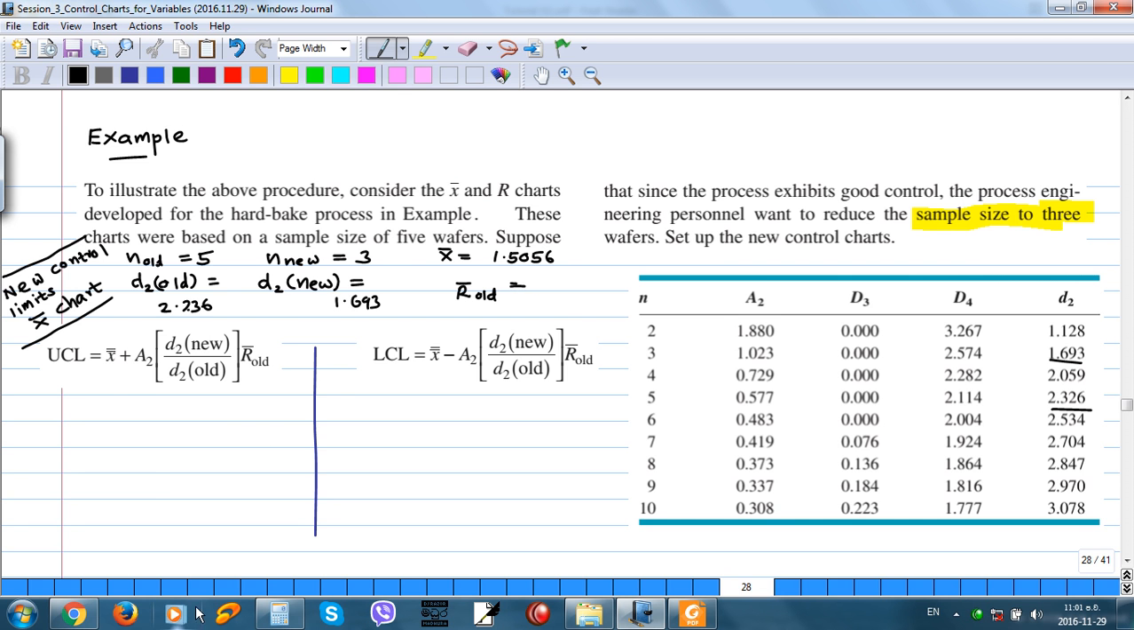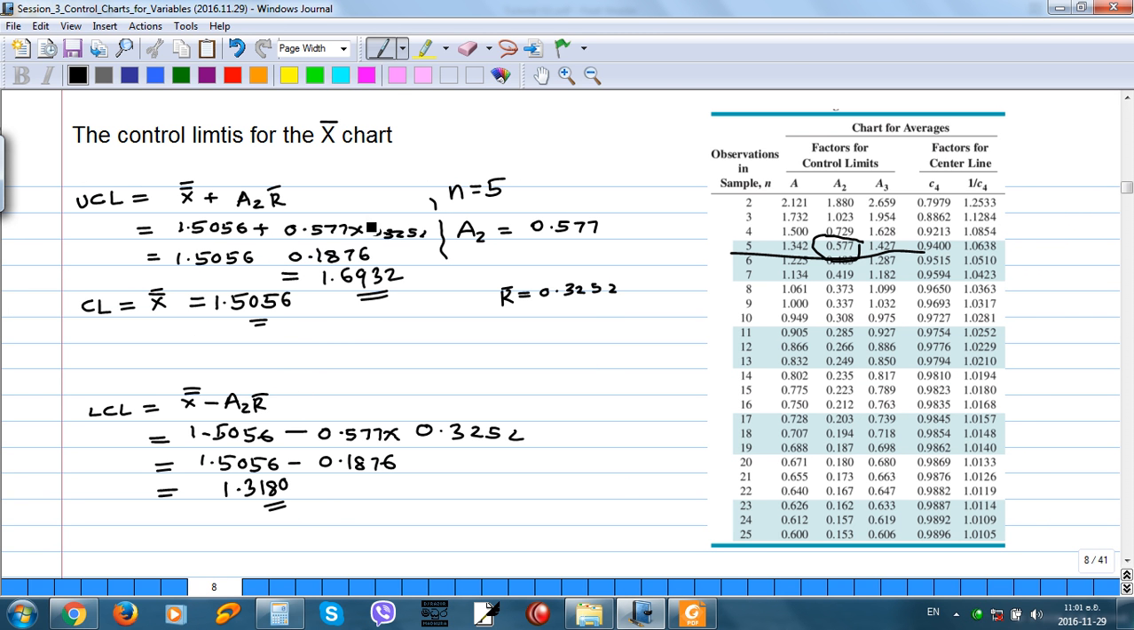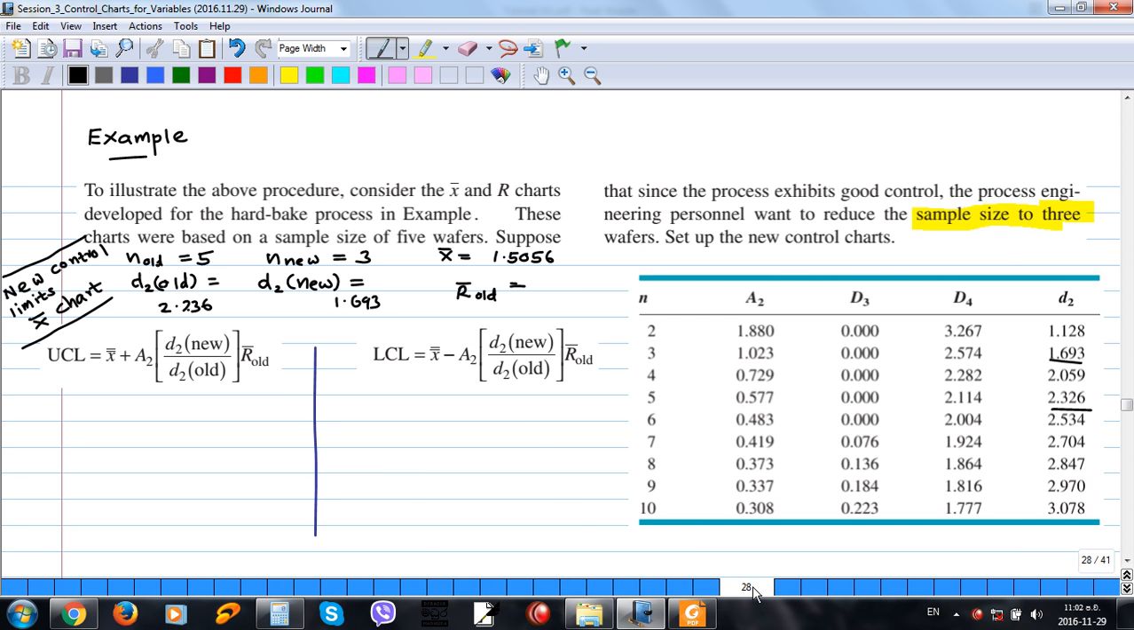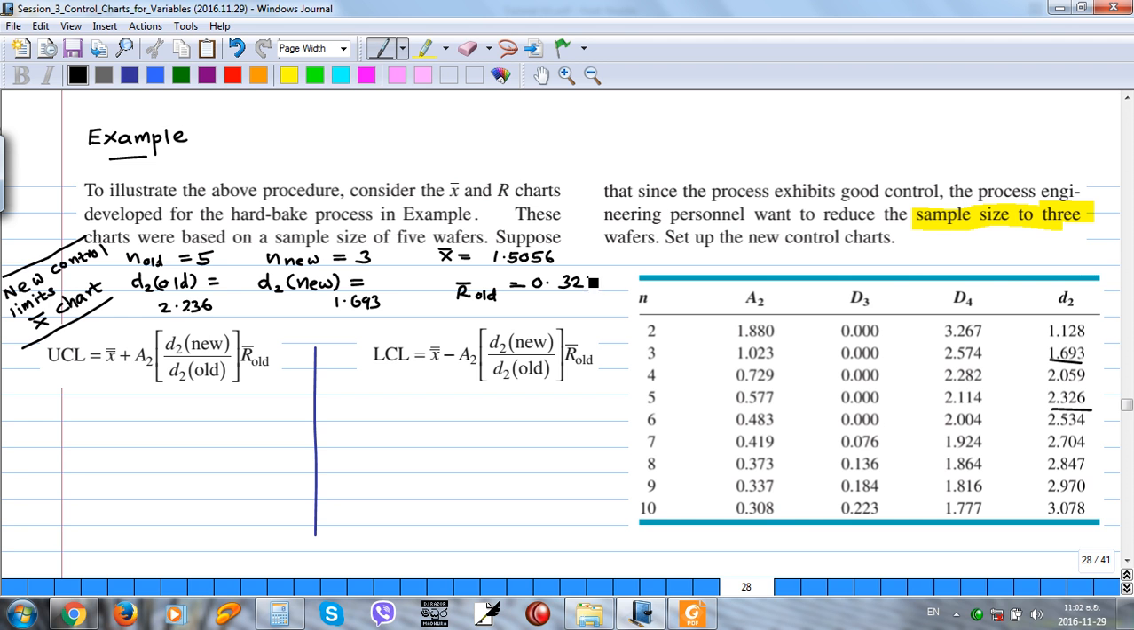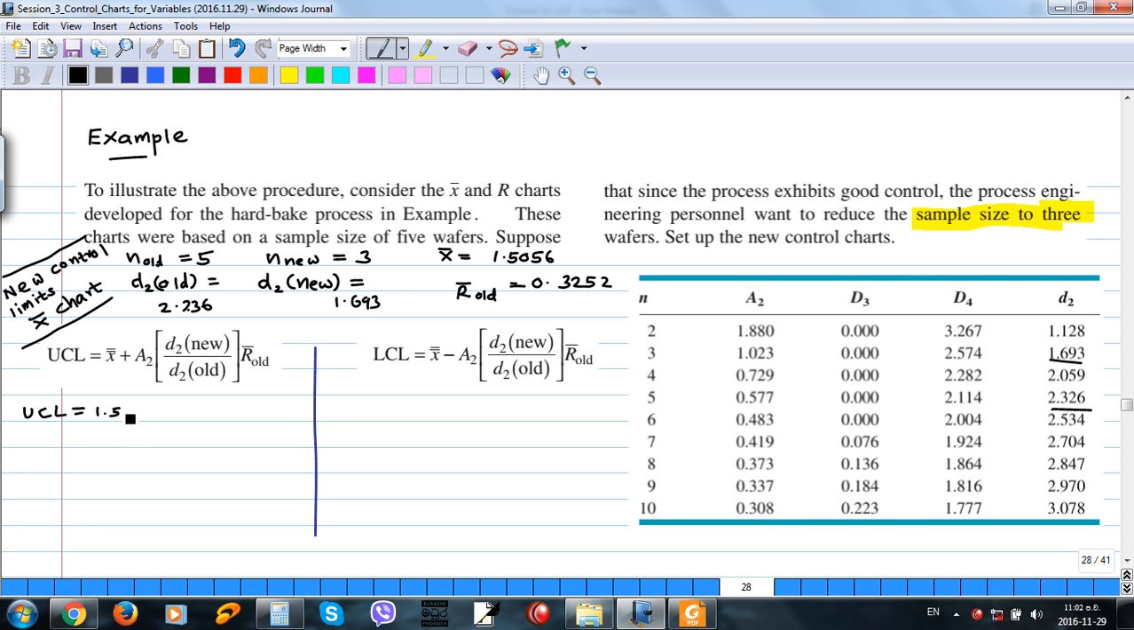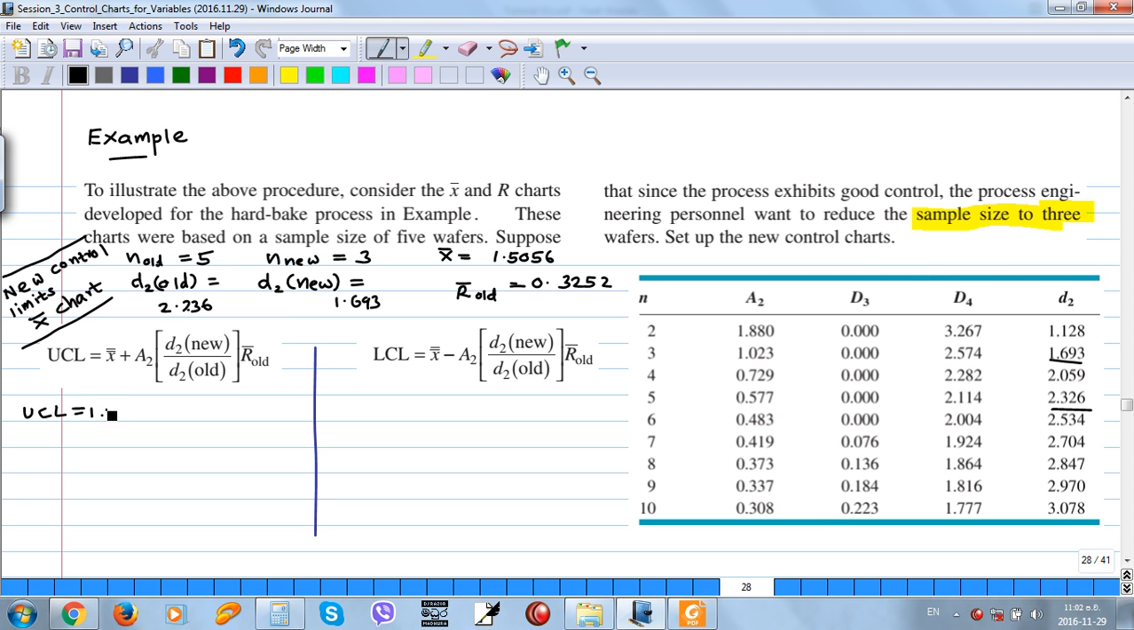R bar old, this one, 0.3252, no? Right, now we can substitute those values and find the new upper control limit. UCL equals X double bar, 1.5056, plus A2. A2 is now a new value, no?